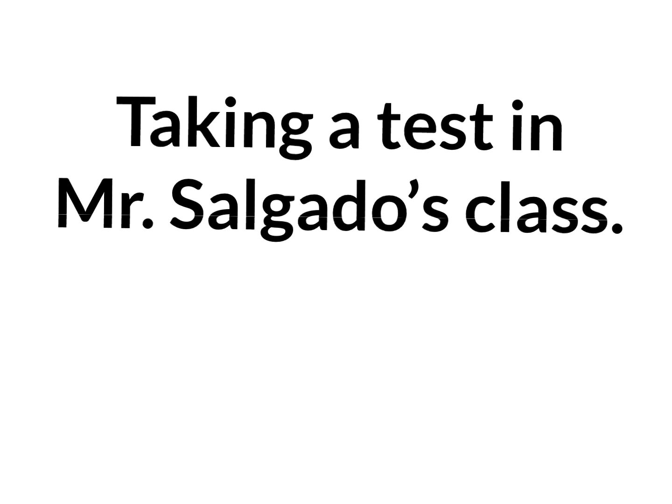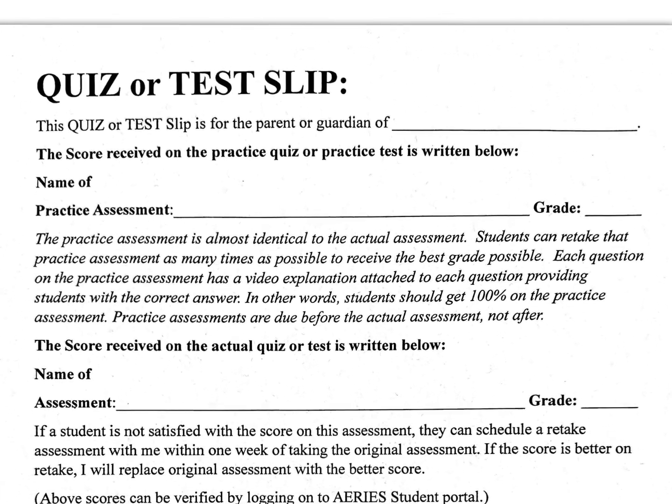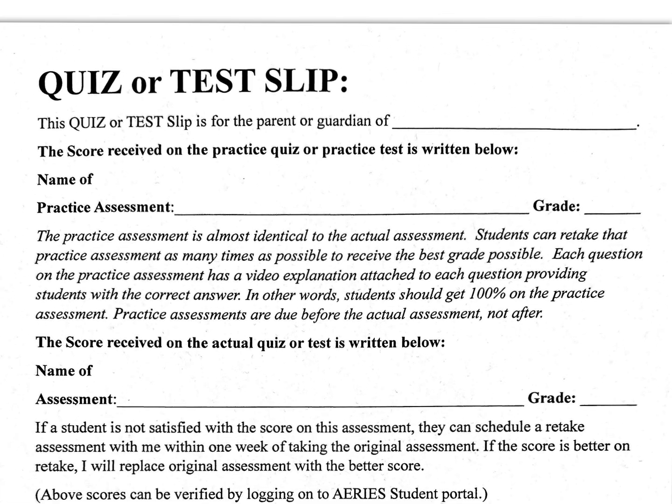So, taking a test in my class. Before the test, I'm going to pass out this paper. It's a quiz or test slip. And right now, you are going to put your name right here. Okay? What does it say? It says this quiz or test is for the parent or guardian of, and your name goes right here.